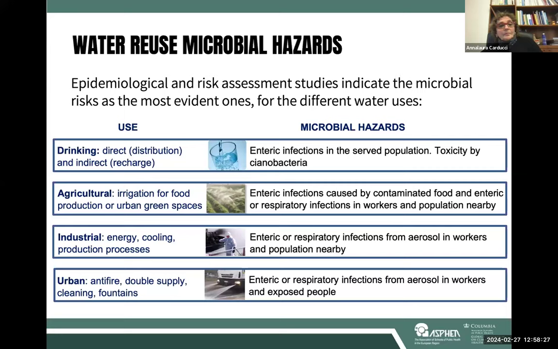be drinking use, agriculture use to irrigate food production or green spaces, industrial use for energy production, cooling, other processes, urban use for antifire, fountains, and so on. And in every one of these reuses, we can find the possible exposure of people to microbial hazard for drinking and food production, mainly enteric infections from enteric pathogens, as we said in the previous presentation, but also for the bioaerosol produced from the different water uses, the possibility of exposure to respiratory pathogens.